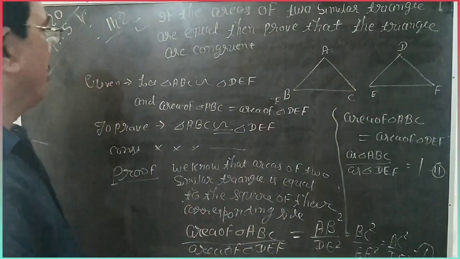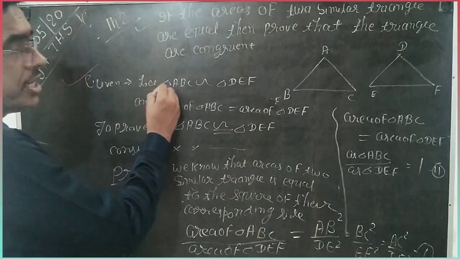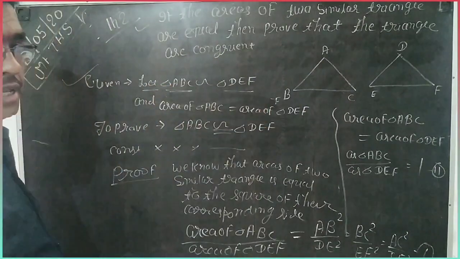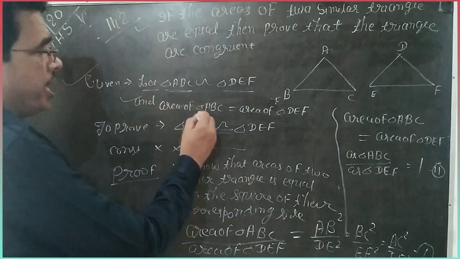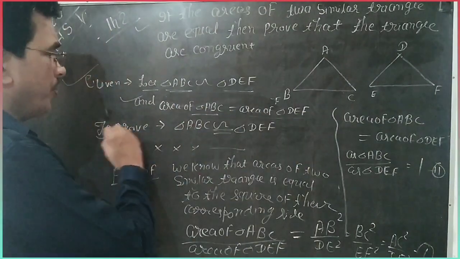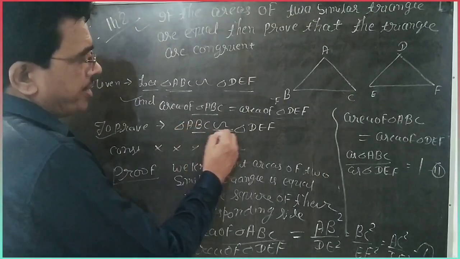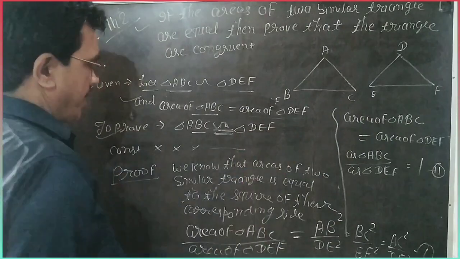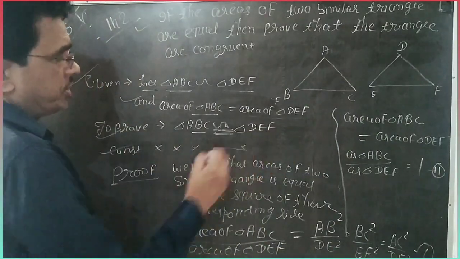So dear students, first I write given, and given is two things. First, triangle ABC is similar to triangle DEF. And next, area of triangle ABC is equal to area of triangle DEF. To prove: triangle ABC is congruent to triangle DEF. Construction is not needed in this question.